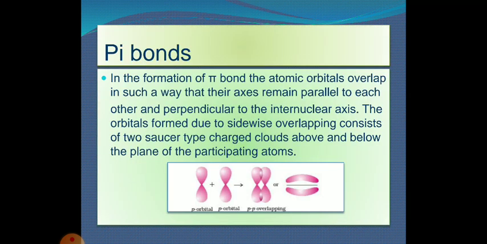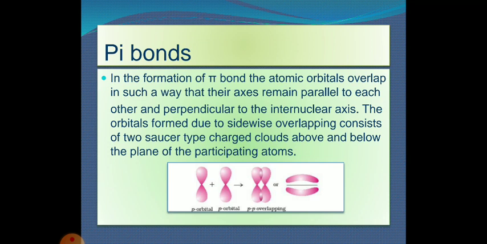Now students, we are moving towards the next point, that is pi bonds. What is meant by a pi bond and how they are formed, with some examples, we are now going to see in detail. In the formation of a pi bond, the atomic orbitals overlap in such a way that their axes remain parallel to each other and perpendicular to the internuclear axis.